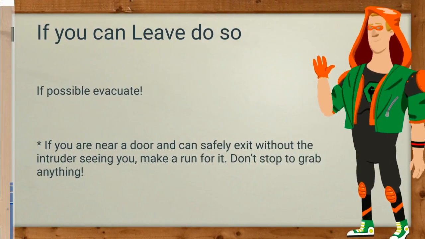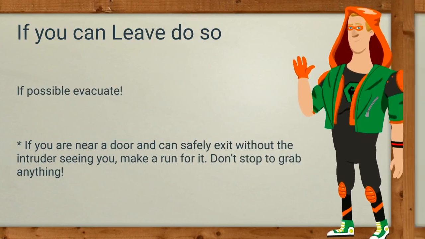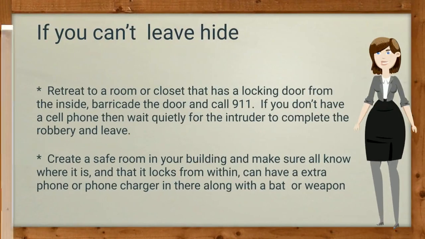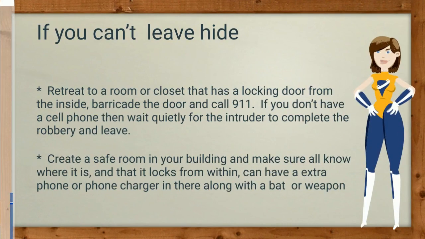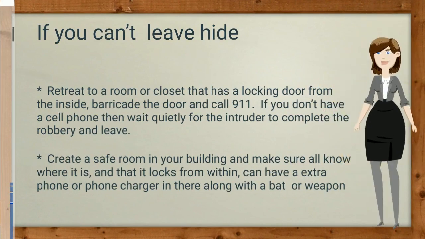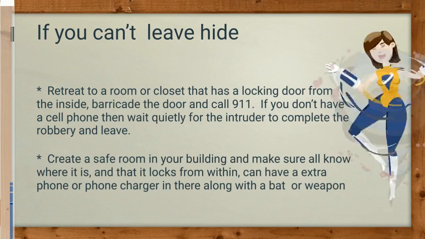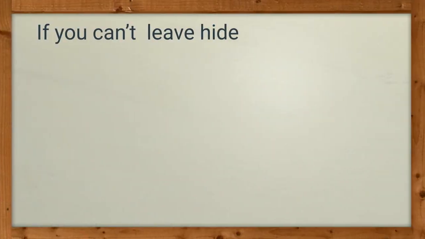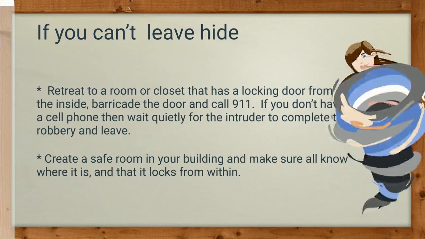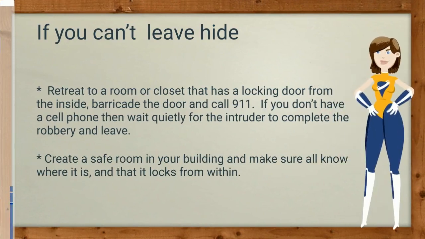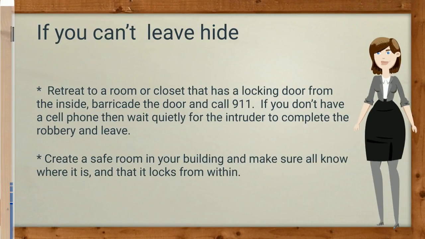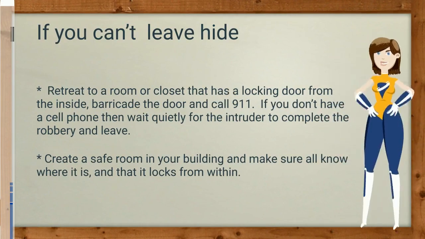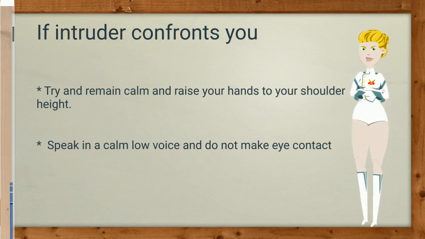Leave if you can. If possible, evacuate. If you cannot leave, hide. Retreat to a room or closet that has a locking door from the inside. Barricade the door and call 911. If you don't have a cell phone, then wait quietly for the intruder to leave. Create a safe room in the building and make sure all know where it is and all know that it locks from within. If the intruder confronts you, try to remain calm and raise your hands to shoulder height and have the children do the same.